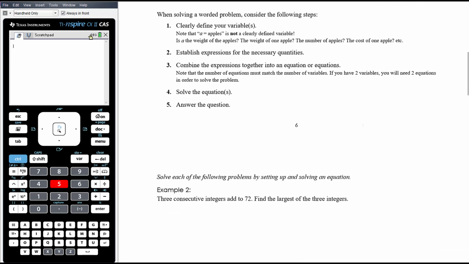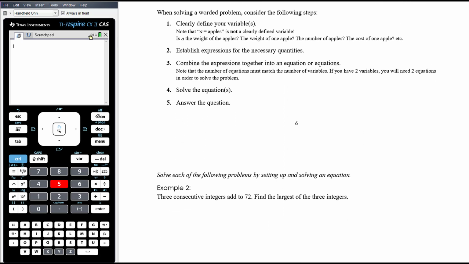When solving a worded problem, consider the following steps. Number 1 is clearly define your variable. Be clear about the fact that D represents the number of days, not just days, because then your equation should read as a fully formed and accurate sentence. The second thing is to come up with expressions for the necessary quantities. Just focus on all the separate bits of the problem first, and then think about how you can put them together into an equation in step 3.